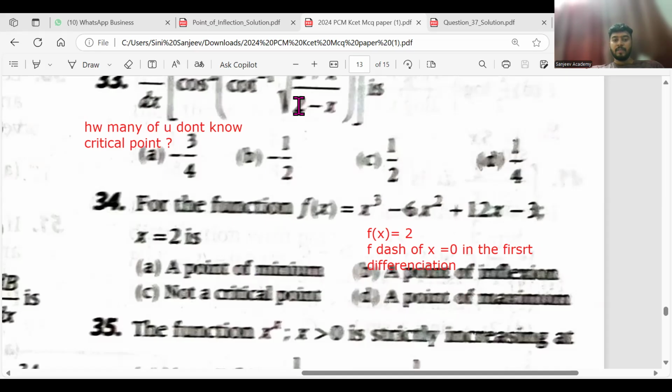I think already I'm getting one answer. Option D. Okay. How many of you know how to do this question? 34th. Critical point, okay. How many of you know how to do this? Or don't know means type don't know. If anyone should also type don't know, I'll be doing it, okay? Because it's a very important question, that's the reason. For understanding.